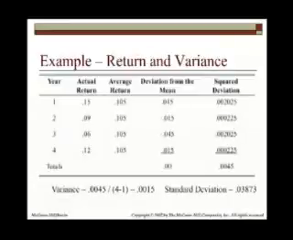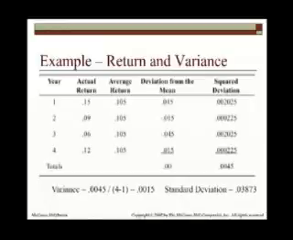So here's an example of how to calculate return and variance and standard deviation. Here are 4 observations: year 1, year 2, year 3, year 4. In year 1, the actual return is 15. In year 2, it's 9. In year 3, it's 6. And in year 4, it's 12. Now if you add those 4 numbers together and divide by 4, you'll get the arithmetic average, and that will turn out to be 10.5.